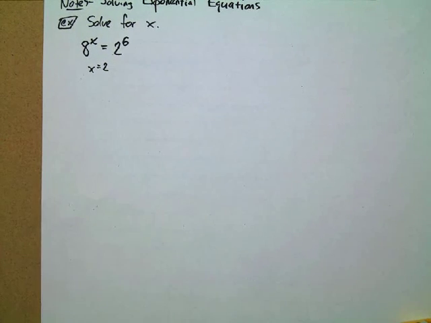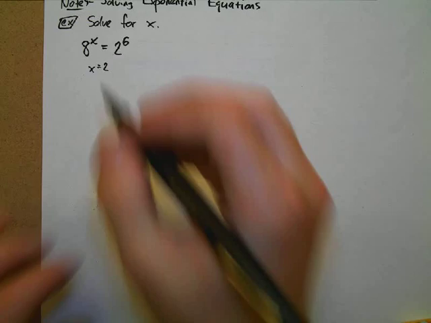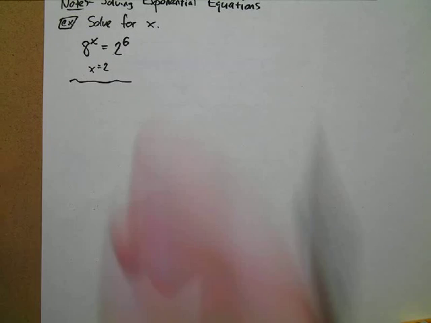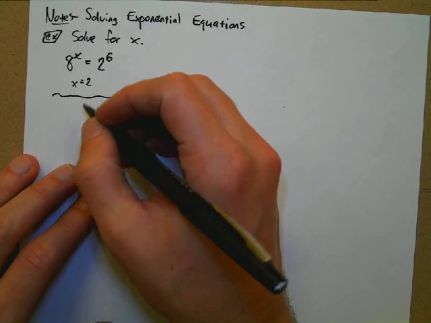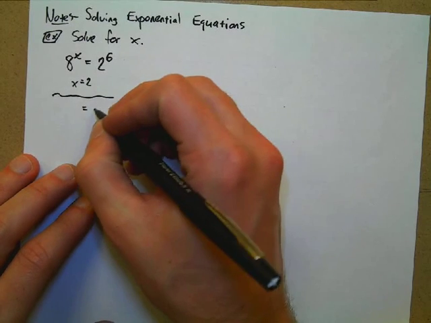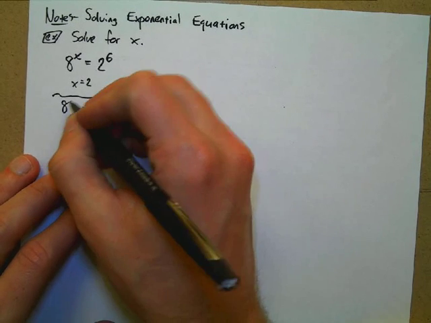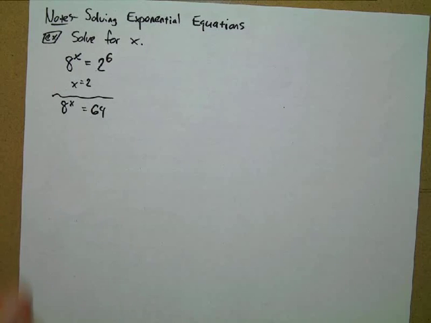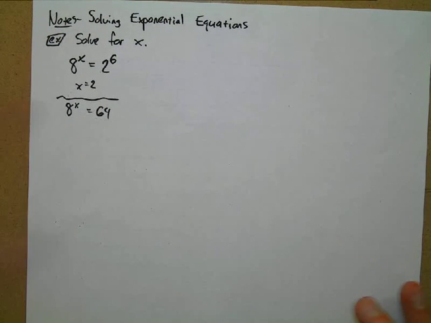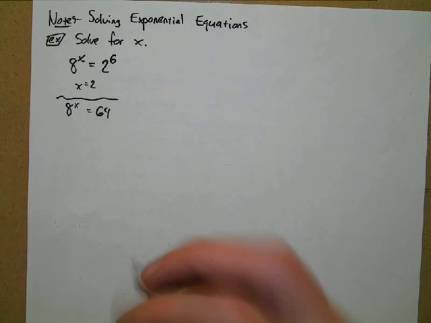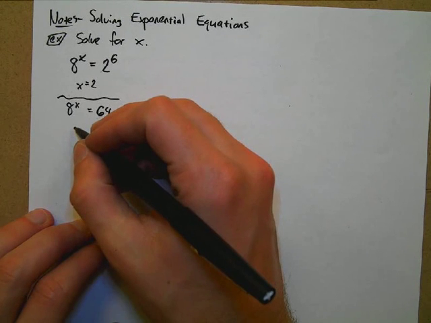Alternatively, we could have solved this without a calculator. This one's not that hard to do without one. If we take 2 to the 6th and rewrite it as 64, well, now it's pretty straightforward. What power of 8 gives us 64? Well, that would be 2. So x is 2, seeing it that way.